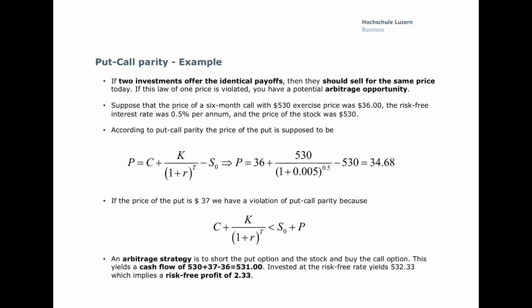In the other case, when the stock price at maturity is below the exercise price K, your counterparty, the buyer of the put, will exercise the put option and sell you the stock for $530. Again, a profit of $2.33 will be made due to arbitrage.